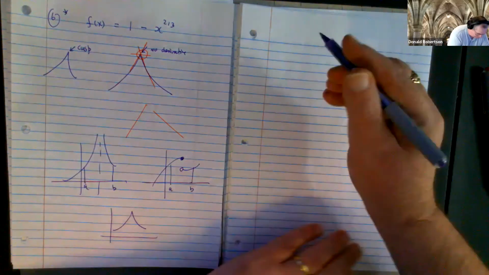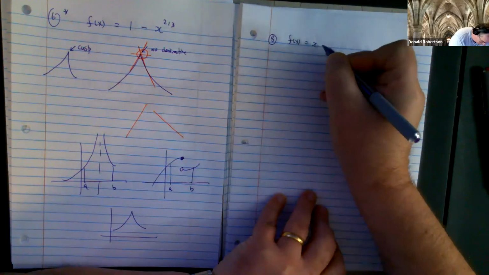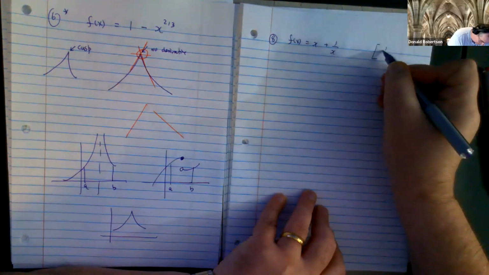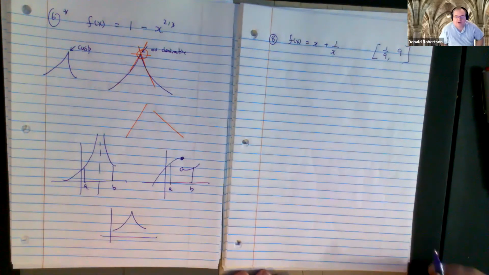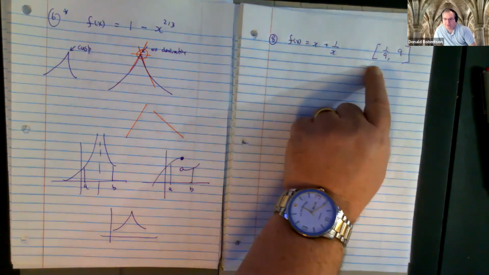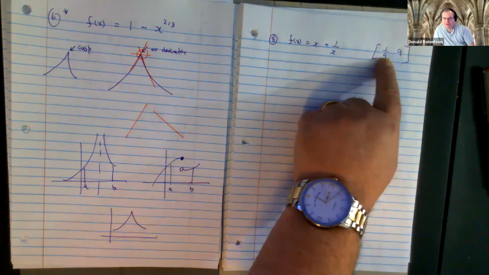Let's do question 8. And the function that we're going to do Rolle's theorem on is this function here. And the interval is in that range. Now, when I do the test for Rolle's theorem, I have to remember that we only are interested in what it does in this range.